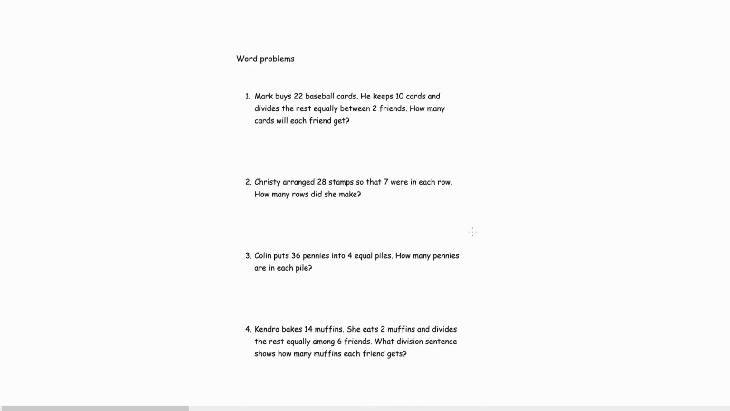Word problems. Mark buys 22 baseball cards. He keeps 10 cards and divides the rest equally between 2 friends. How many cards will each friend get? So he keeps 10 cards. So 22 is the total, and he keeps 10. So 2 minus 0 is 2, and 2 minus 1 would be 1. So there's 12 cards left to divide between 2 friends.